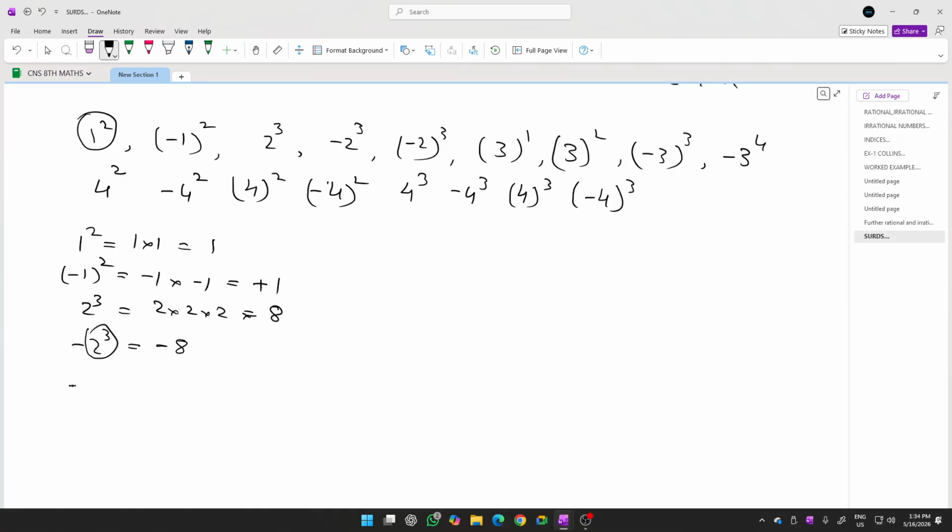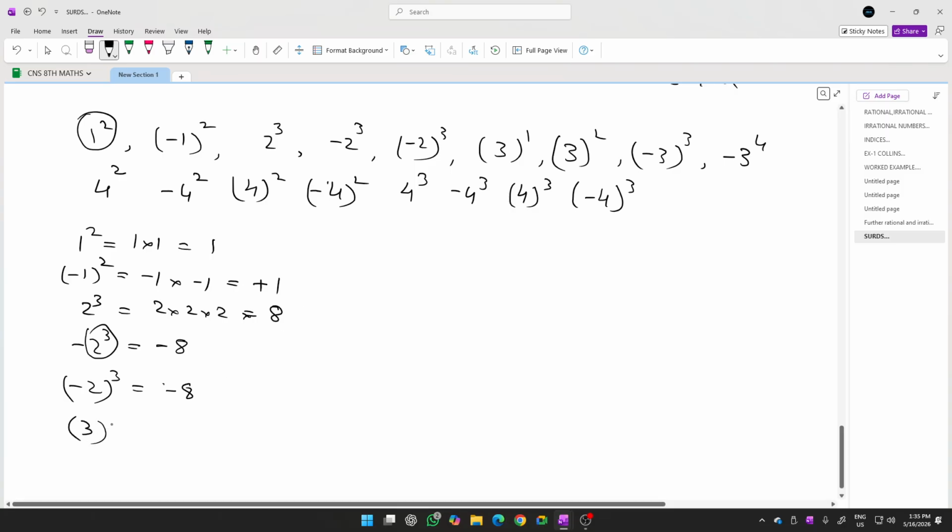Okay. Then next is minus 2 whole raised to 3. When it is minus 2 whole raised to 3, the minus also you will have to multiply 3 times. So minus into minus into minus will be minus. And then 2 multiply 3 times. So minus into 2 into 2 into 2, that will be 8. Okay. Now next is 3 raised to 1. 3 raised to 1 is nothing but 3.